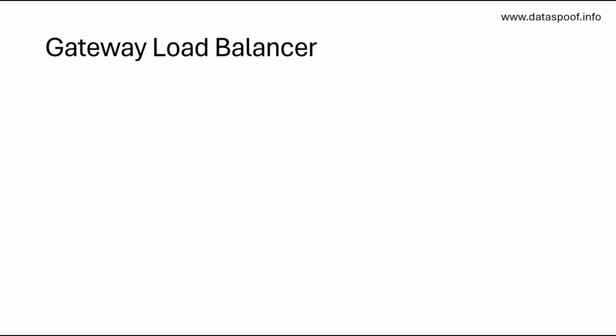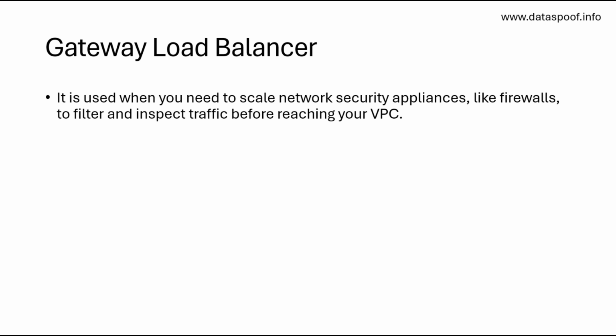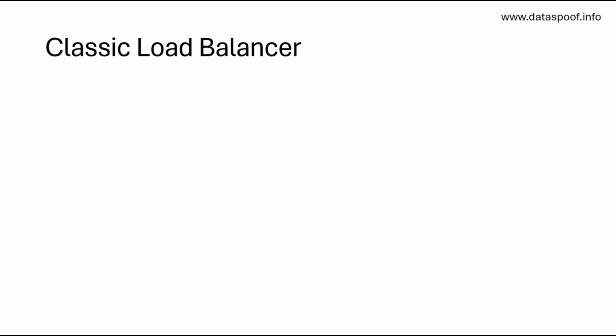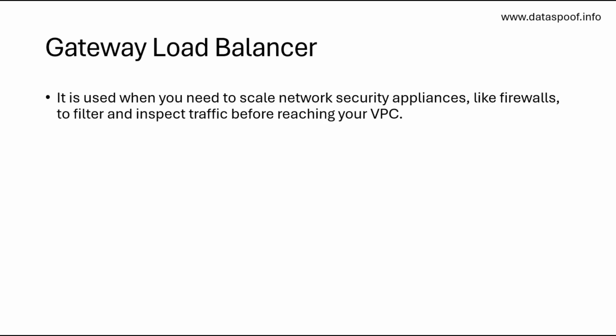Next, we have gateway load balancer. It is used when you want to scale your traffic for network security appliances such as firewalls to filter and inspect traffic before reaching your virtual private cloud. So normally you can see that it is used for security purposes. If you want to enhance the security, at that point we will be using gateway load balancer.